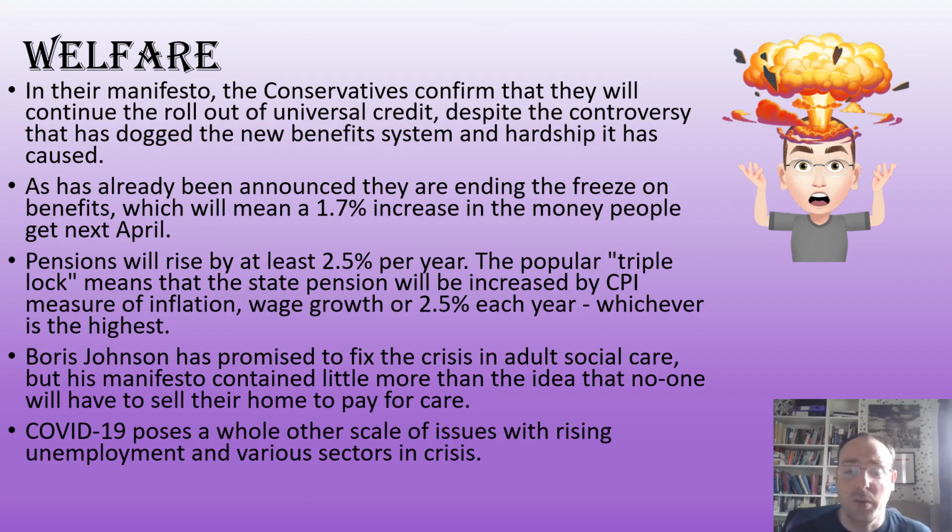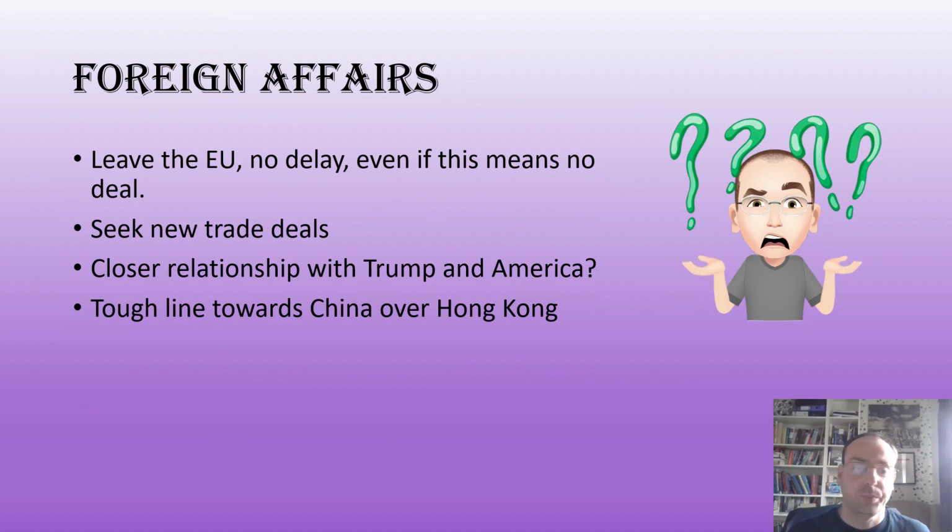Johnson has promised to fix the adult social care crisis, and people not having to sell their houses to pay for it, but exactly how it's going to be paid for, again, is very, very unclear. So with welfare, COVID-19 has kind of opened a whole new scale of an issue in terms of unemployment and crises in various sectors. And again, how the government deals with all of this might give us a bit more of an insight into their ideological position and change or continuity with the Conservative past.